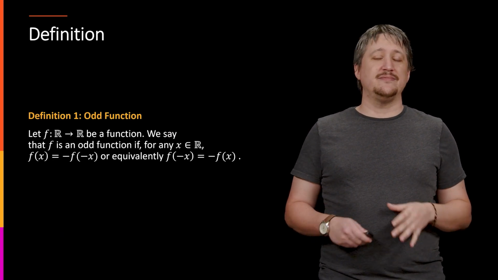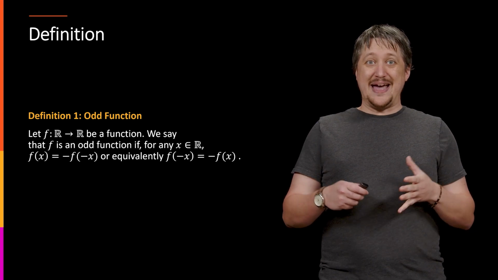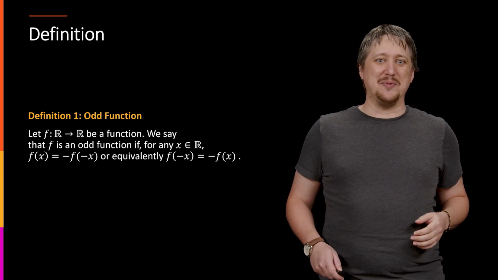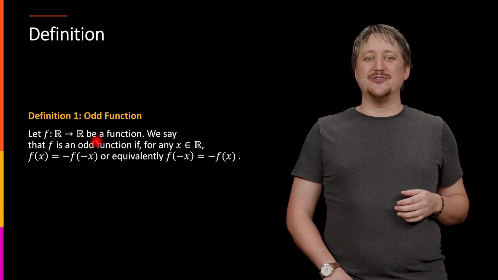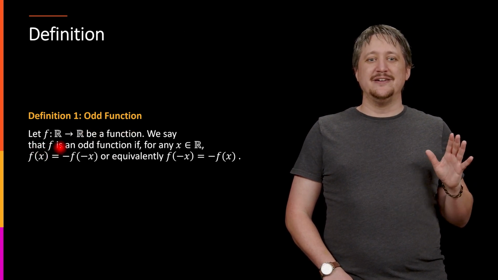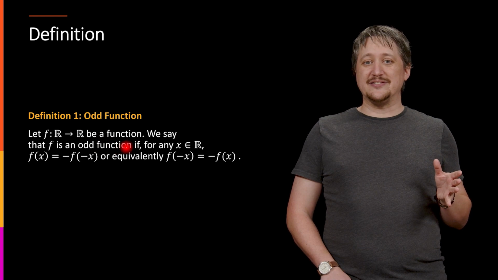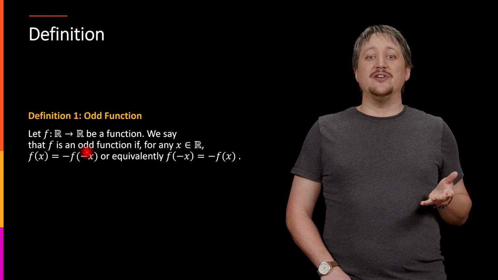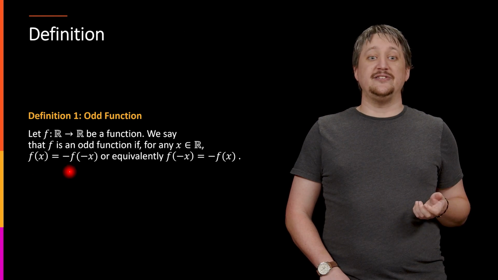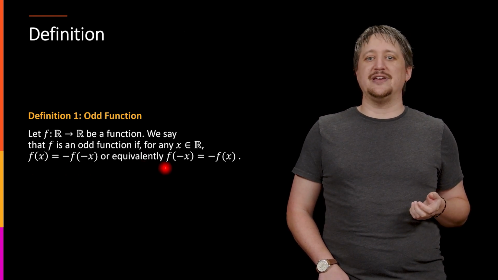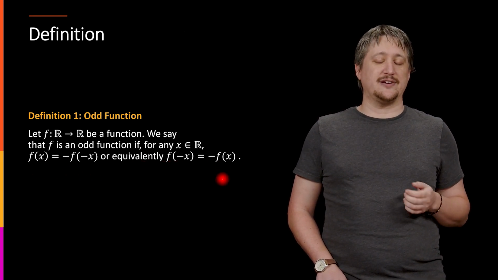So the definition in math speak, and I will translate it in a moment: let f be a function from R to R. We say that f is an odd function if for any x in R, f of negative x is negative f of x, or equivalently, f of x is negative f of negative x.